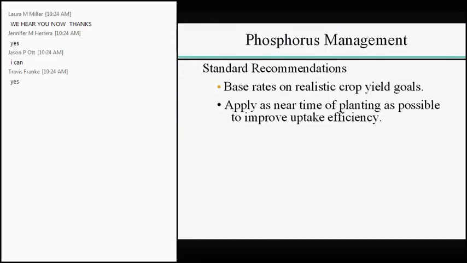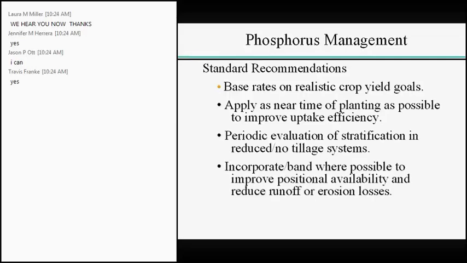You want to base your rates again on your crop yield goals, and make sure that this is realistic. Say for instance you're growing, well, cotton, for lack of a better term, and your yield goal has been 3 bales per acre, and you've never produced more than 2 bales per acre. It's just not going to happen. So make sure that you've got realistic yield goals, and then apply the phosphorus as close to planting as you possibly can, because that improves your uptake efficiency.